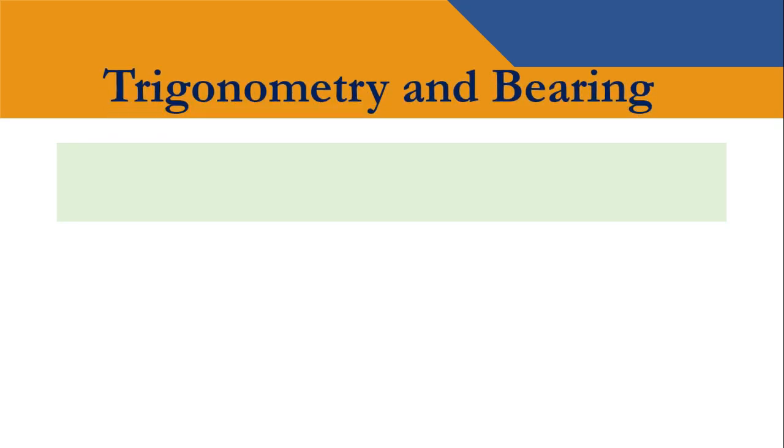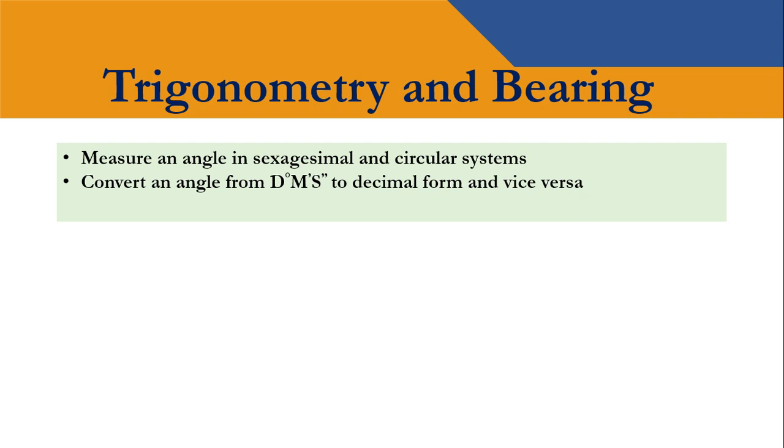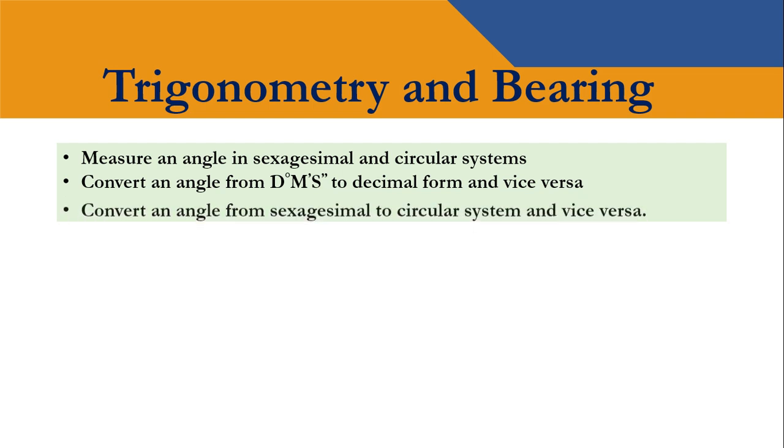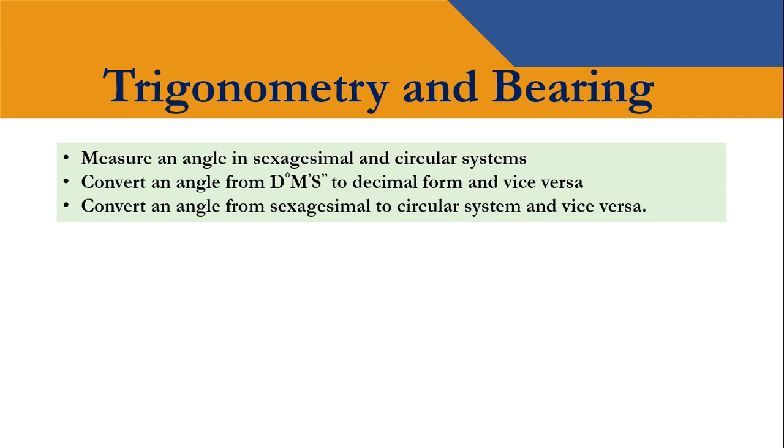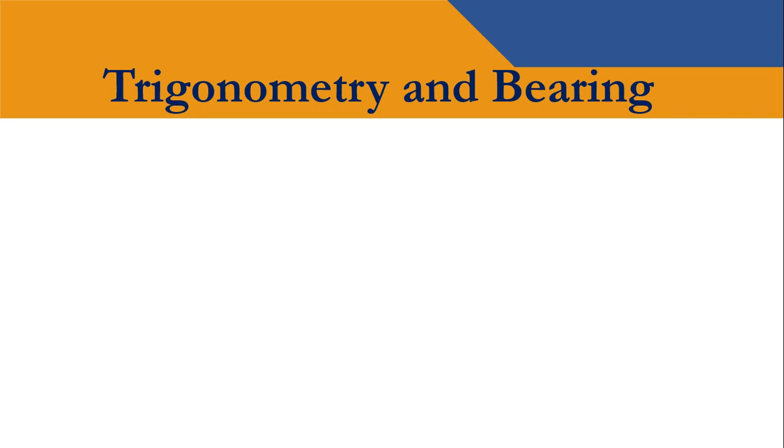Today we will start trigonometry and the bearings. In this chapter, we will learn to measure an angle in sexagesimal and circular system, convert an angle from degree, minute, second to decimal form and vice versa, and convert an angle from sexagesimal to circular system and vice versa.